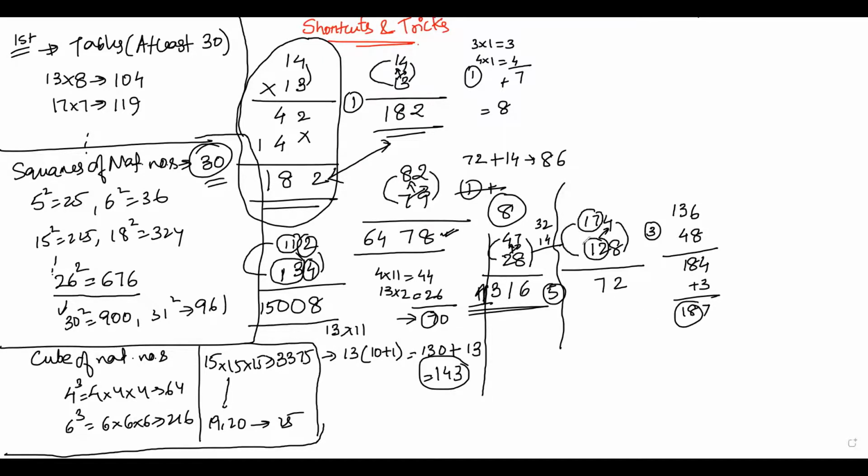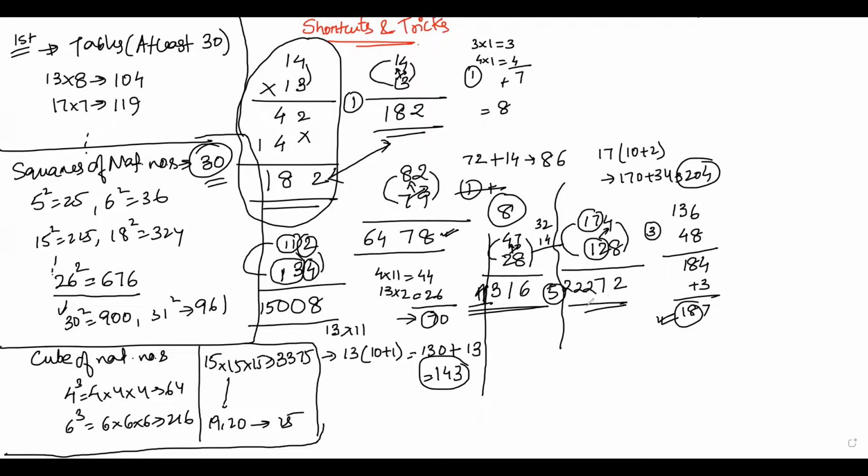So again, 17 times 12. It can be thought of as 17 times 10 plus 2. So this will be 170 plus 34, which is nothing but 204. And we had initially the carry as 18. So 204 plus 18, that will give us how much? 222. So when you multiply 174 times 128, that will become 22272.